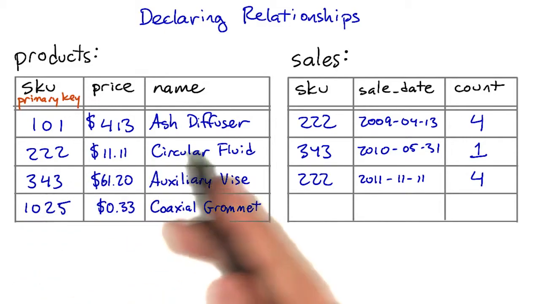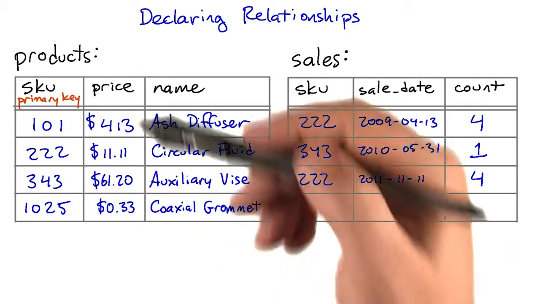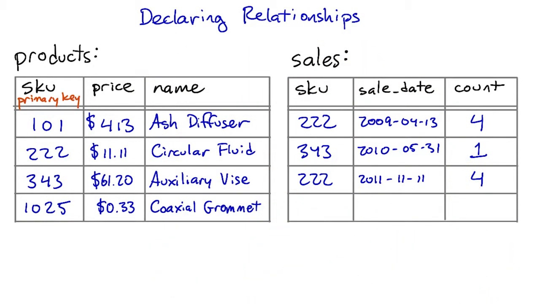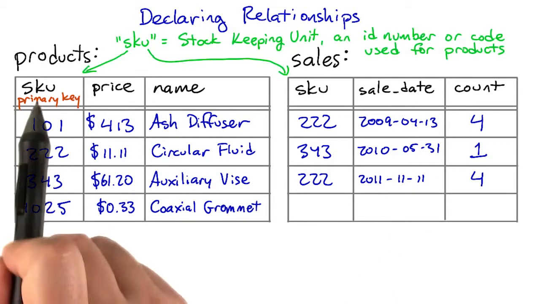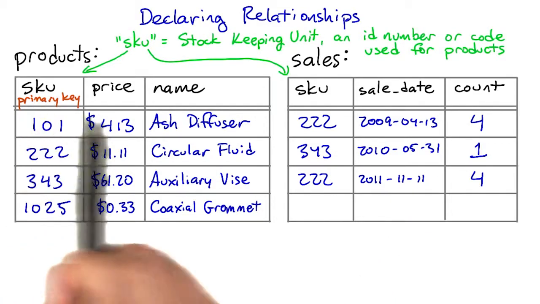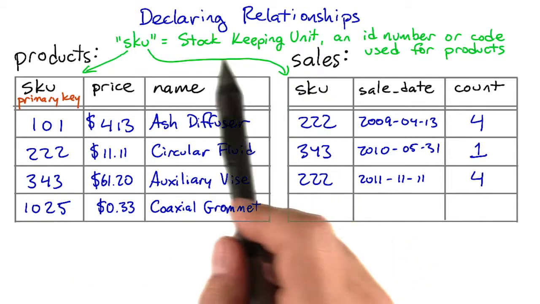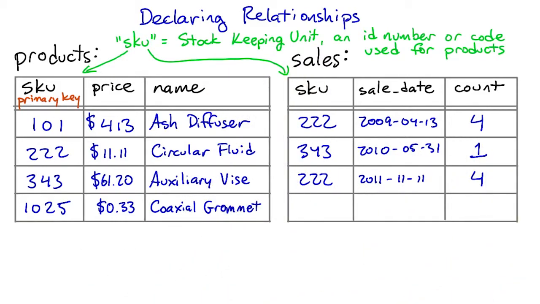Imagine that we're building a database for a retail store. In one table, we have a list of all the products that we have for sale. In another, we have all the sales that we've made. Whenever we sell something, we insert a new row into the sales table. By the way, the name SKU on these columns is just a name for stock keeping unit, which is an ID number or code that's commonly used for products in stores and warehouses and so forth.